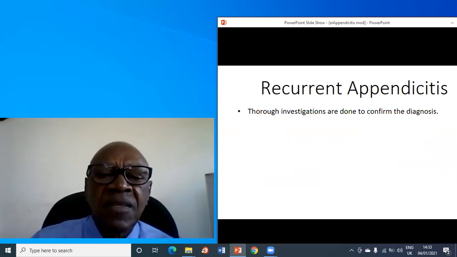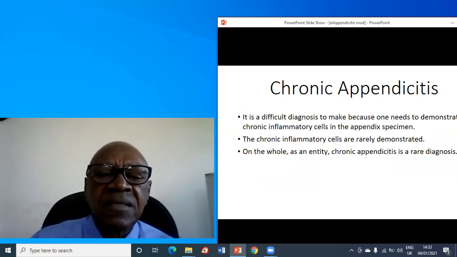Chronic appendicitis. It is a difficult diagnosis to make because one needs to demonstrate chronic inflammatory cells in the appendix specimen. Chronic inflammatory cells are rarely demonstrated. On the whole, as an entity, chronic appendicitis is a rare diagnosis.